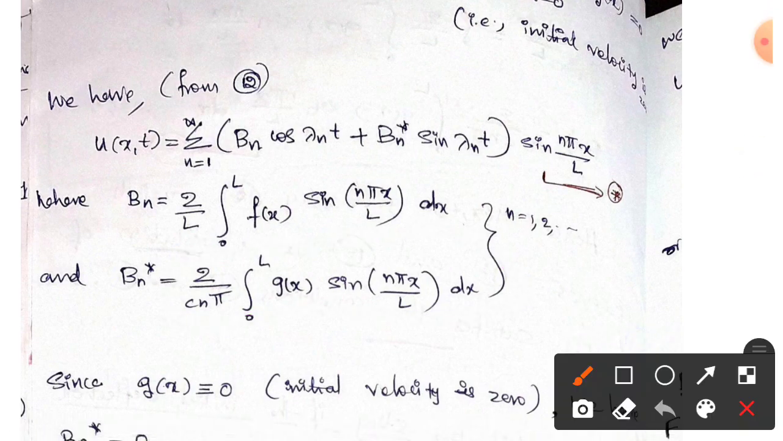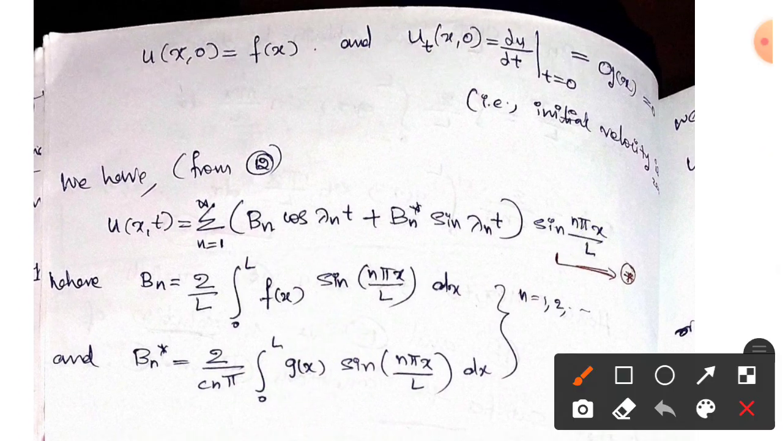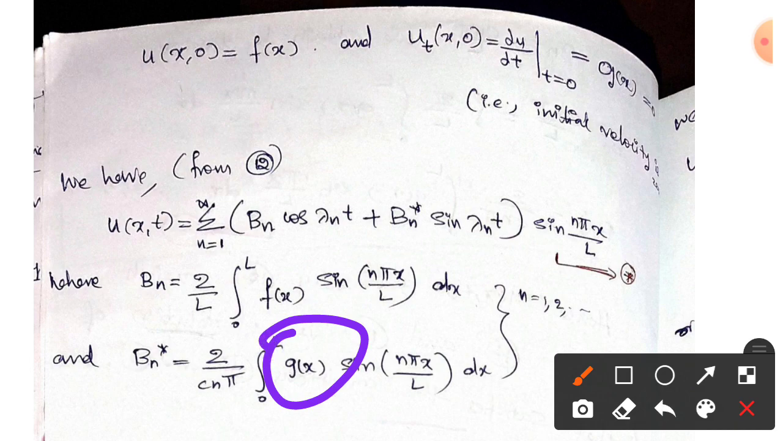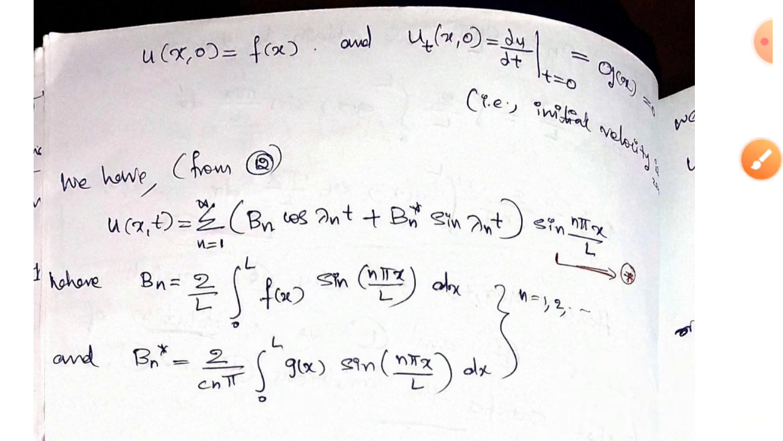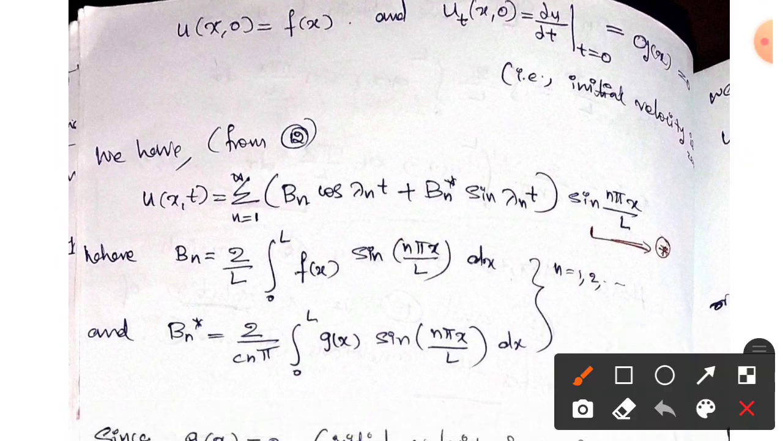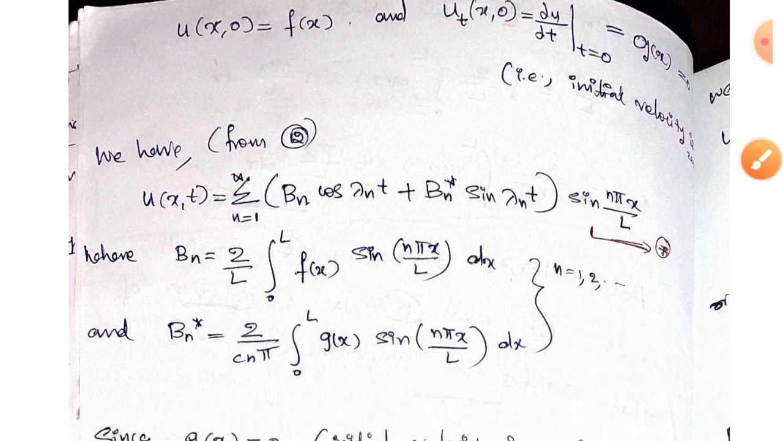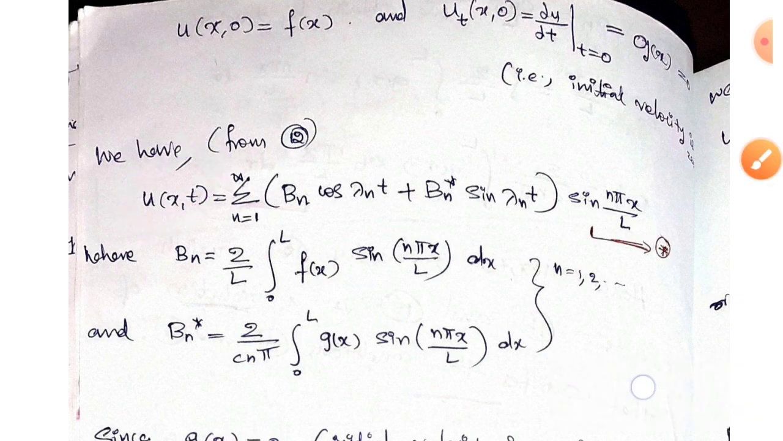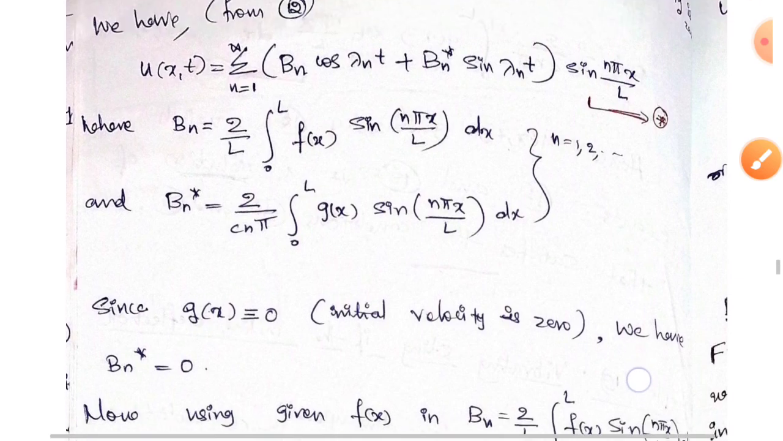What are f of x and g of x? f of x is the initial deflection and g of x is the initial velocity. We have seen this in the derivation, isn't it? So we have to substitute all these things in this equation and find u of x,t, that is the solution of the one-dimensional wave equation.